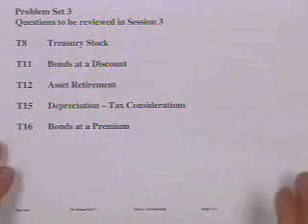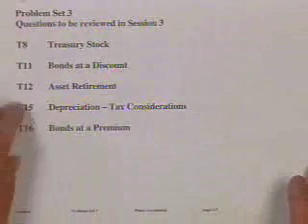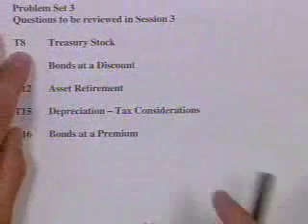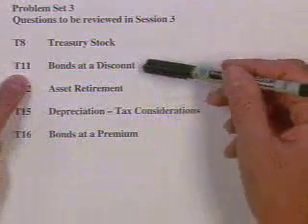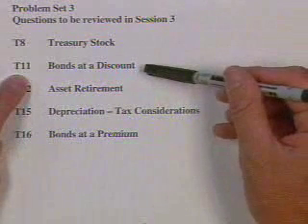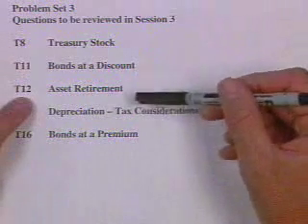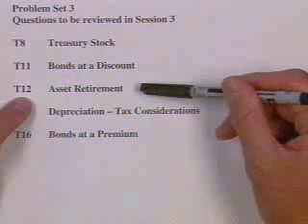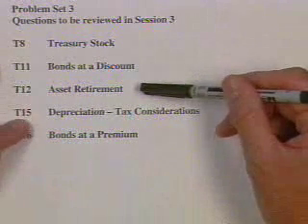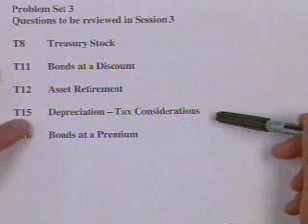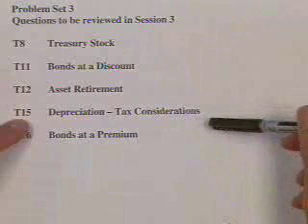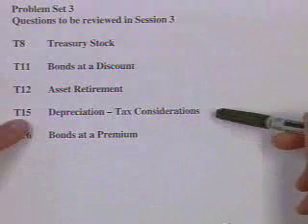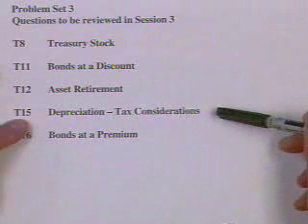So in this particular session, the 5 questions: question 8, which is a question about treasury stock; question 11, a question about bonds, in this case at a discount; question 12, an asset retirement; question 15, depreciation. This is more of a theory question on why or how to choose the right particular type of depreciation for any company you might be with.